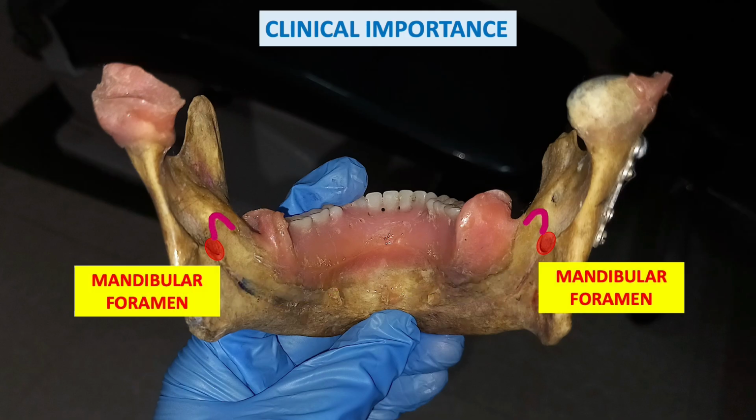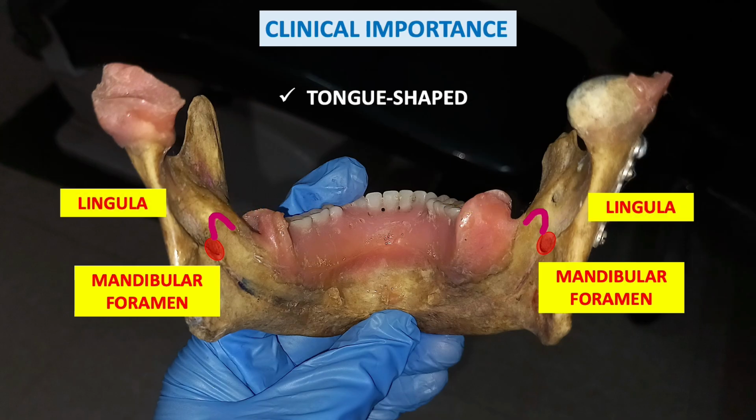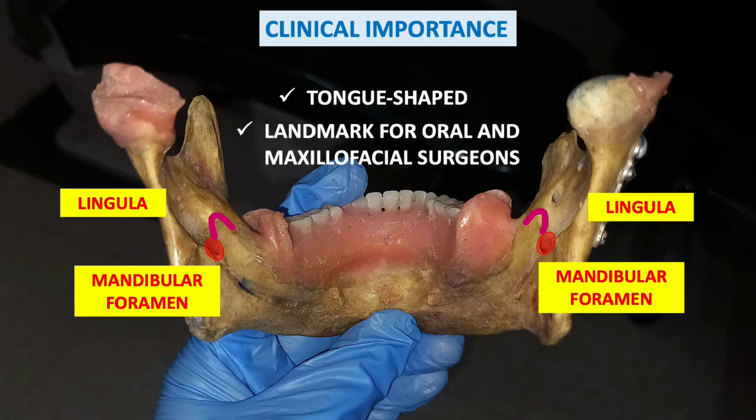Then in the pink marked area, we have the lingula. It is a tongue-shaped projection of bone on the inner side of the mandibular ramus, and it is near the mandibular foramen. It is an important landmark for the oral and maxillofacial surgeon because it is in close proximity to the mandibular foramen, through which the inferior alveolar nerve and vessel pass. So it is of great importance for the oral and maxillofacial surgeon.